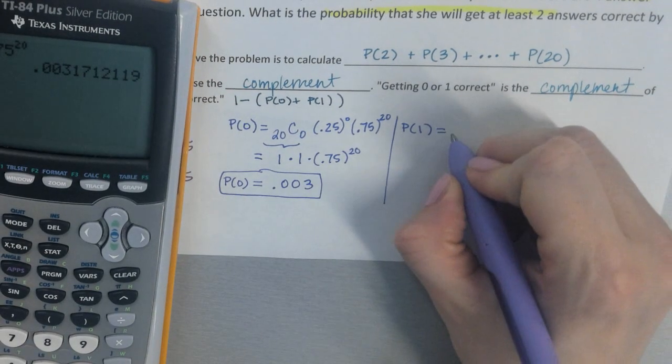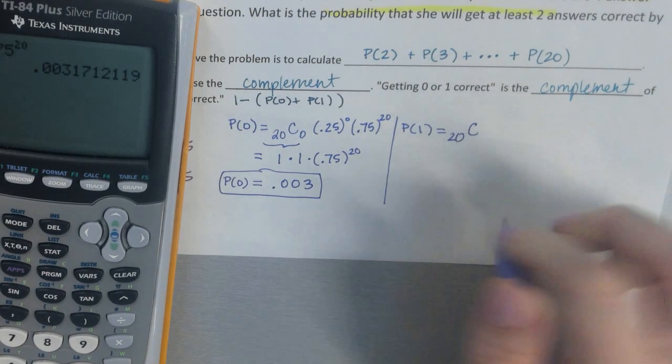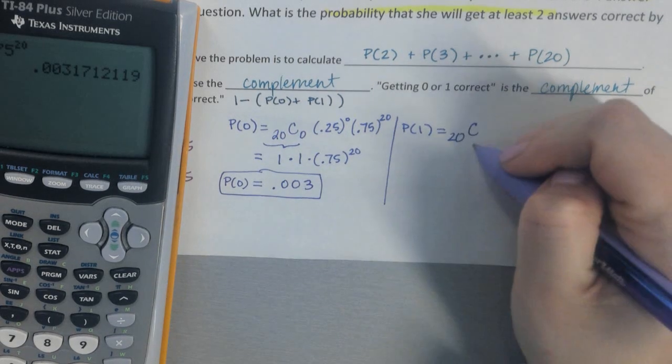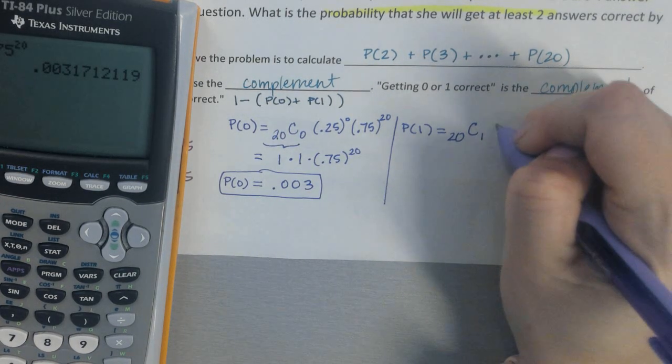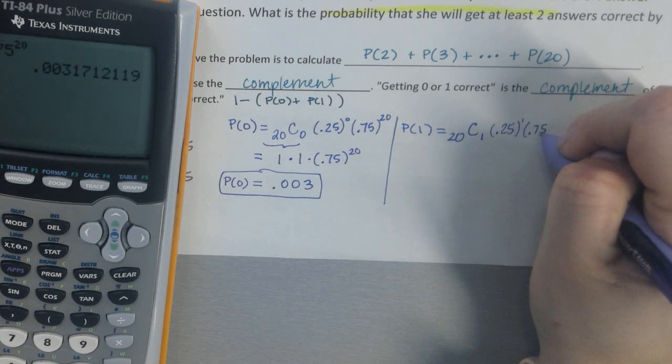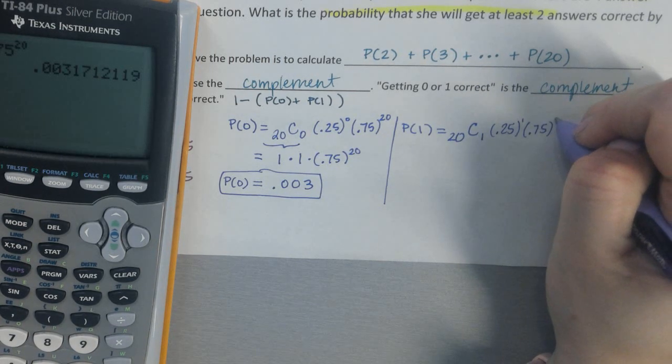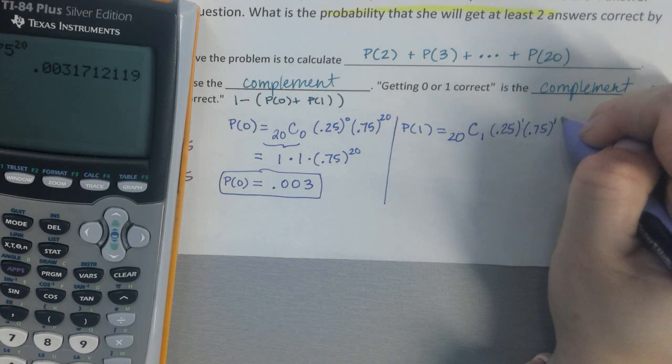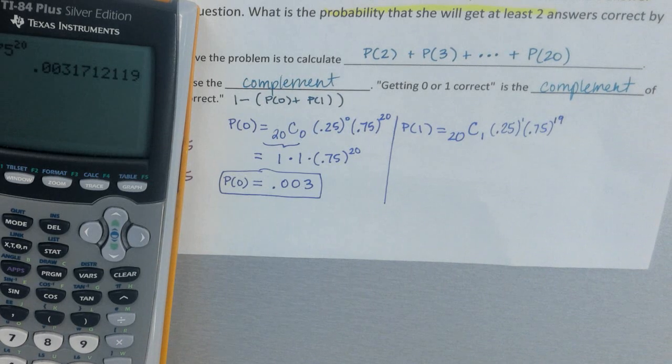Now this equation is the same one. The only difference is instead of 0, now we're plugging in 1. So it's 20C1, 0.25 to the first, 0.75 to the what? 19. Yes, good. 19 plus 1 is 20.